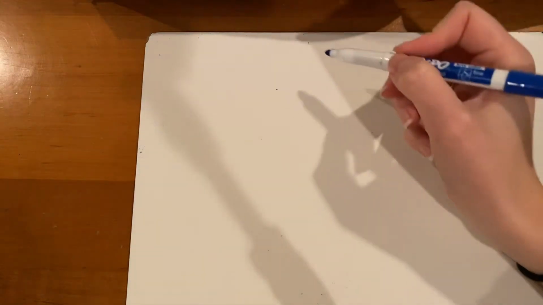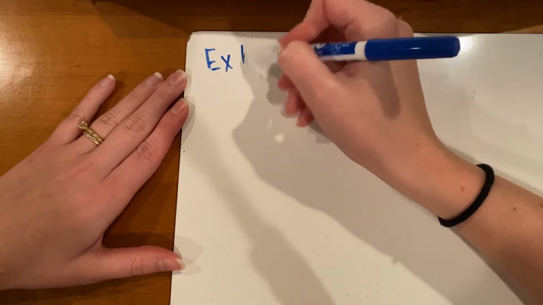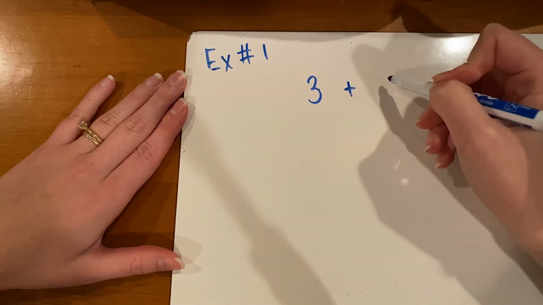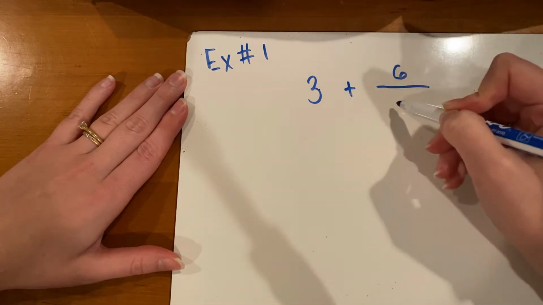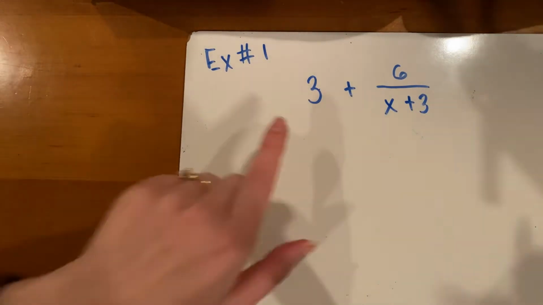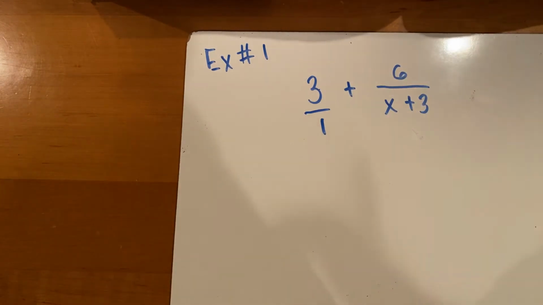to improper fractions. Example 1. Mixed expressions to rational expressions. Simplify the following: 3 plus the quantity of 6 over x plus 3. So, example number 1. We have the quantity 3 plus 6 over x plus 3. Well, as you recall, we cannot add it as is because we have unlike denominators. We have a denominator of 1 and a denominator of x plus 3.